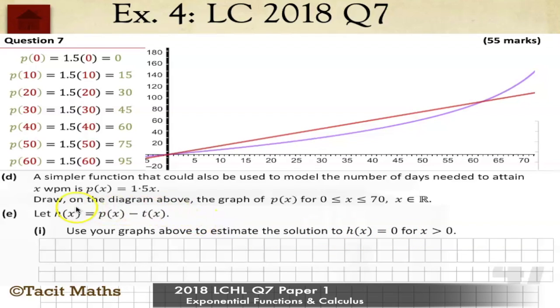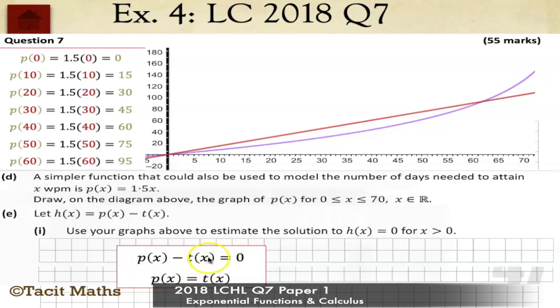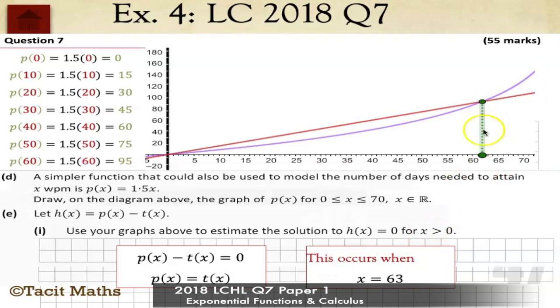Because we know how to read things off the graph. But that's something that we would rarely see, really, being asked to use a graph to solve this. If you just write it out, we want to know where h of x is. We know h of x is equal to this. We want to know where h of x is equal to 0, so therefore we just put this equal to 0. And if we rearrange that, just get the t of x on the other side, we're actually looking for where p of x is equal to t of x. So only a top student really would spot that. So really what they're looking for is the point of intersection. And that's, in this case, in 63.